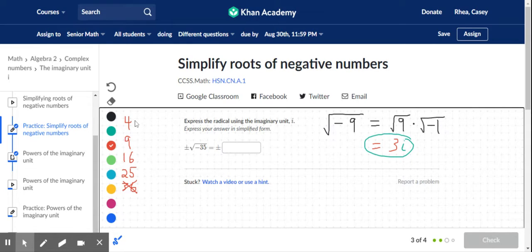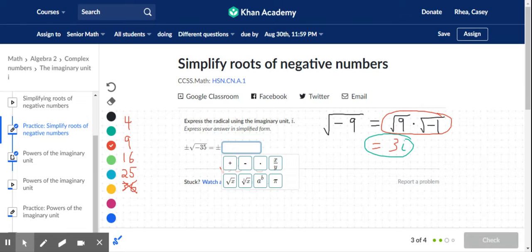And if the answer is that there are no perfect squares within a number, then we would simply answer it this way, that our answer is the square root of 35, i. Much like it looks here, the only difference is we can't simplify the square root of 35. So if we click in the box, we can see that the square root is there. Make sure when you type i, you leave a little space in between, or hit the over button. The i should not be under the square root.